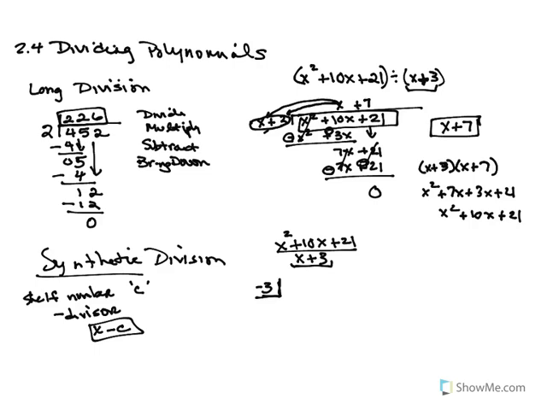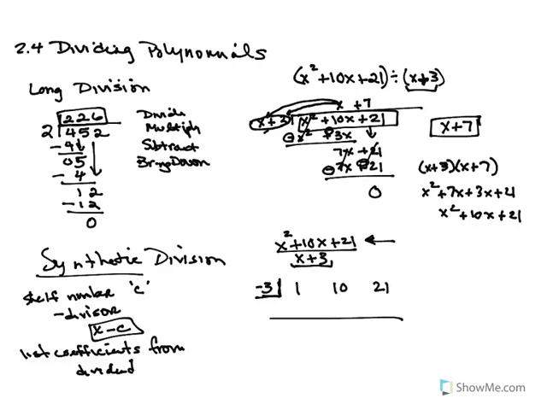Then what you're going to do, you identify your shelf, then you're going to list all your coefficients. So you're going to list your coefficients from your dividend. And the dividend is just your polynomial that you're dividing, okay? So in this case, it'd be 1, 10, and 21. So I have a shelf. And then I have a list of my coefficients that go across the top row. Okay? All right, so here's our process.